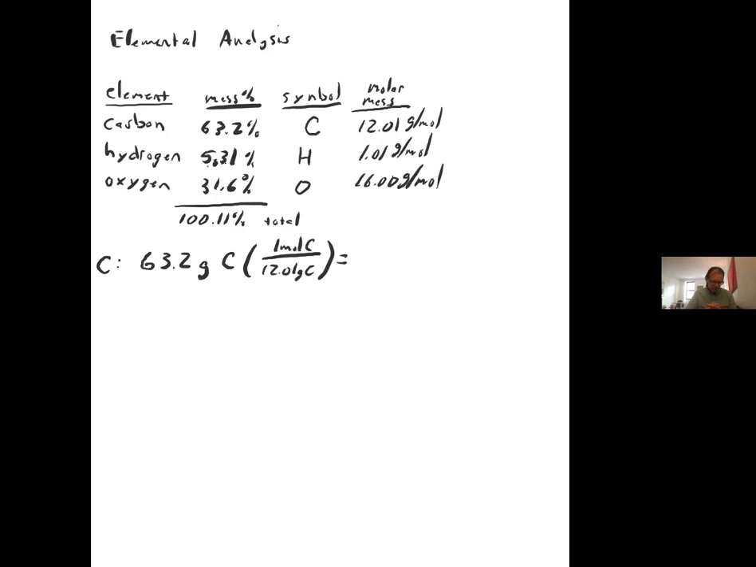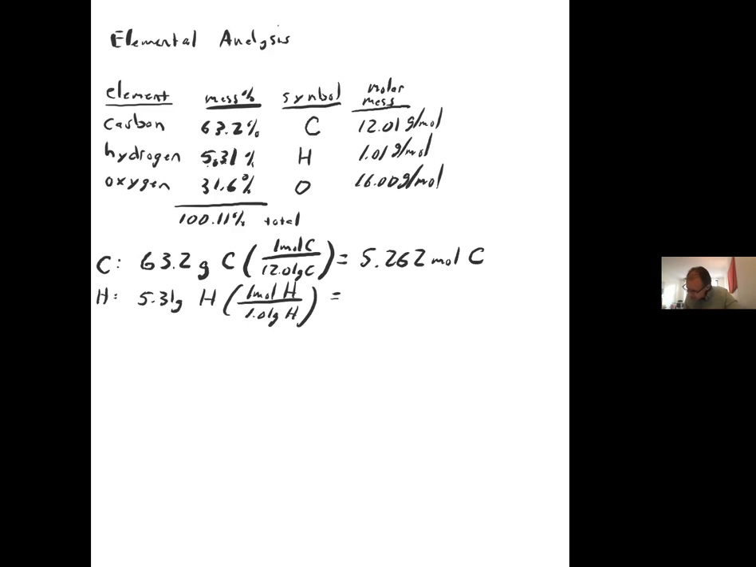Okay, so 63.2 divided by 12.01 is 5.262, 1 extra sig fig. Now do the hydrogen. 5.31 grams of hydrogen. 1 mole of hydrogen is 1.01. So 5.31 divided by 1.01 is 5.